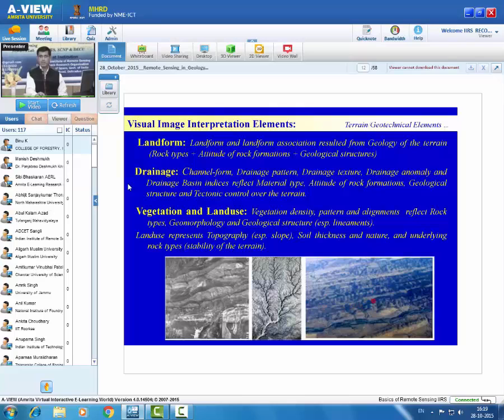And here, for example, you can see there is a trellis drainage pattern. There the main drainages are here, whereas the sub-drainages are the drainages across. These are shorter drainages. This kind of drainage develops where there is alternate ridge and valley kind of topography available. So here this kind of drainage can develop.